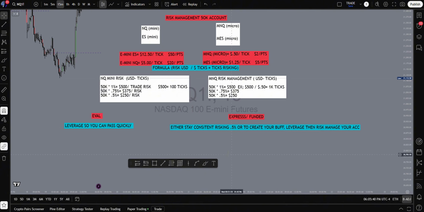Or to create, and that's how you create a buff. Or to create your buff even more, everything so sooner. And this is what I recommend. Not for beginners, don't do this.